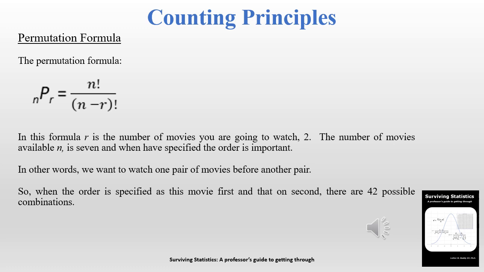And again, with our example of the movies, we're still going to watch two movies out of a group of seven, but we've specified that the order is important. In other words, maybe we want to watch one pair of movies before another pair. So using the permutation formula, we end up with 42 possible combinations.